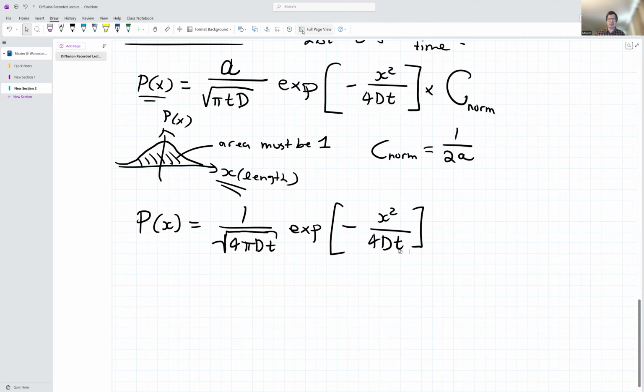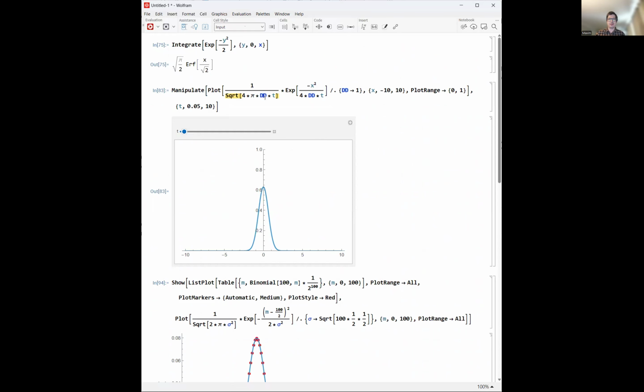And now we can take a look at what these things look like. That's what's up here. It's 1 over the square root of 4 pi times the diffusion coefficient times time. So this is just that distribution. And I'm going to toggle the time here. At short times, it starts off with a sharp peak at 0. That's where the walker started. And as you evolve in time, the walker spreads out.